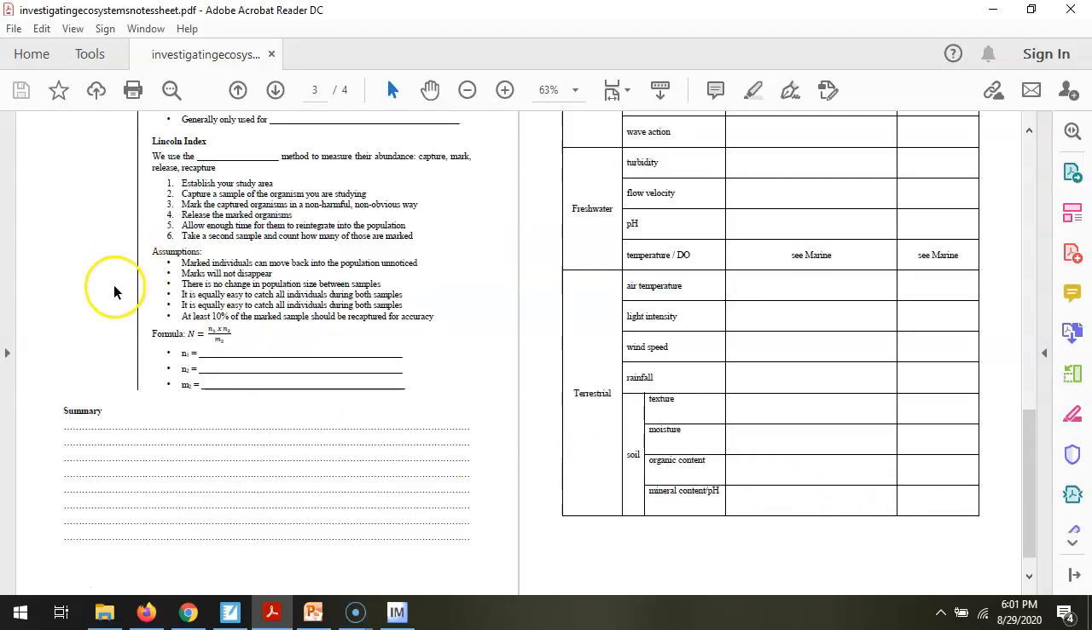That's it for the notes this time. Don't forget to write your 3 questions in the margin and complete your summary at the end.